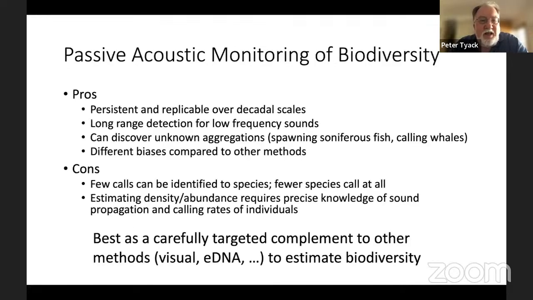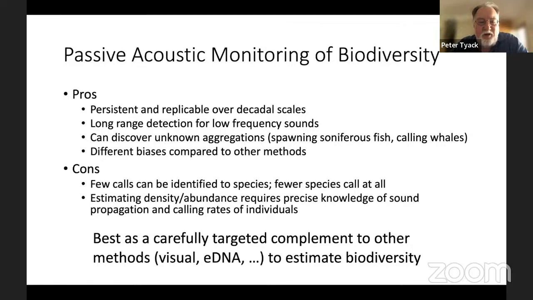It's persistent. It allows you to look over decadal scales. You can use long-range detection for low-frequency sounds, and that could even discover unknown aggregations, for example, of spawning areas for fish or calling whales. And the biases are different from other methods like visual sensing, but not many calls can be identified to species, and some species don't call at all.